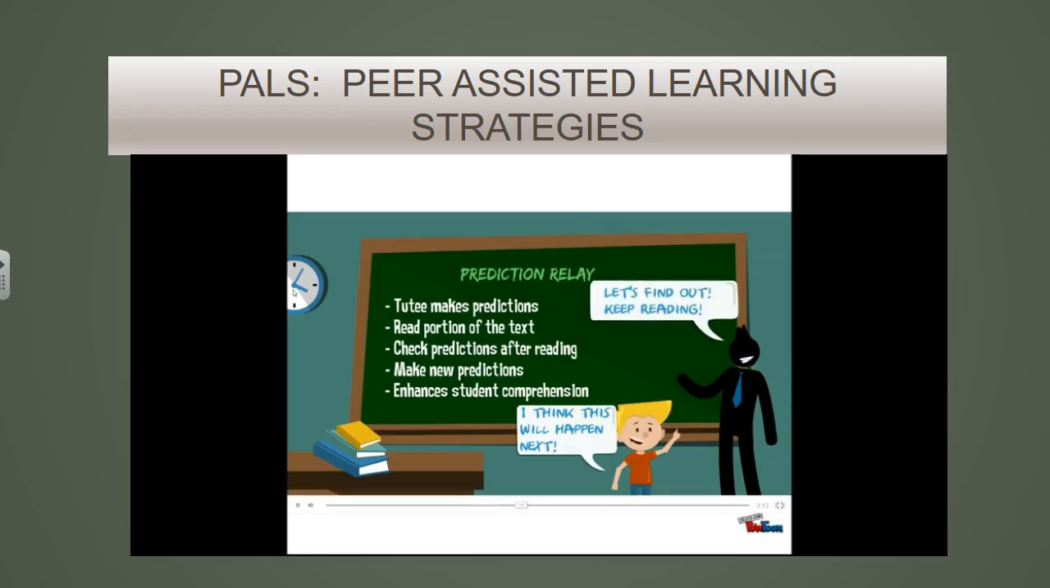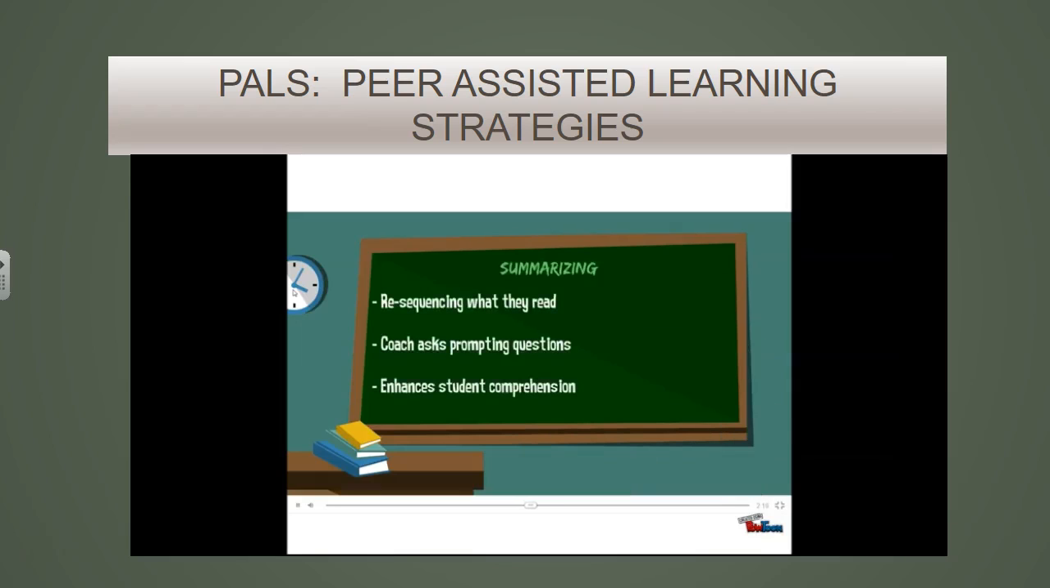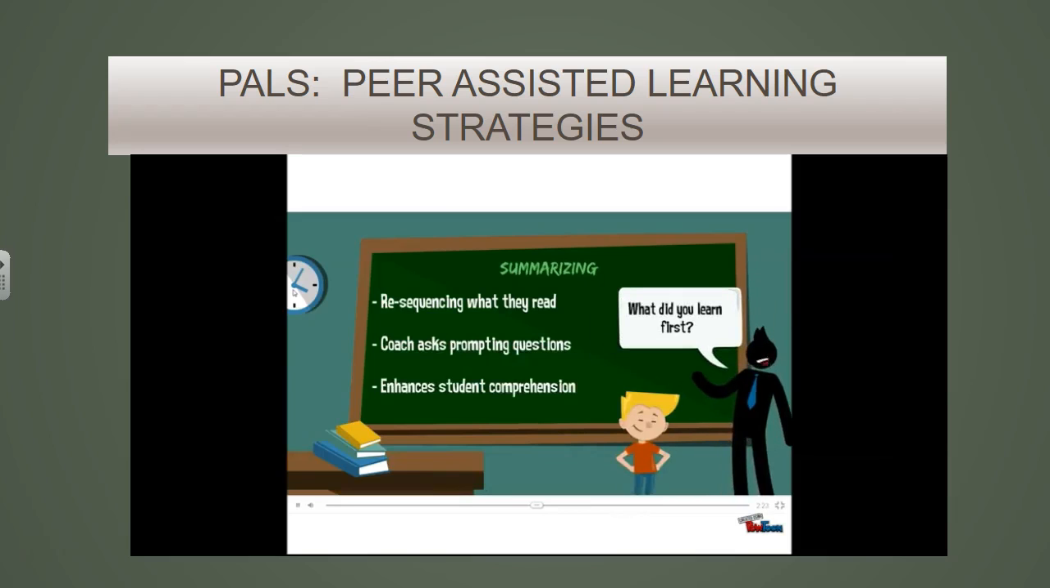This is associated with stronger comprehension because students need to create new predictions as they read, for the original expectations may not occur. They also perform the task of summarizing the story by resequencing what they've read. For example, the coach asks, what did you learn first? What did you learn next?